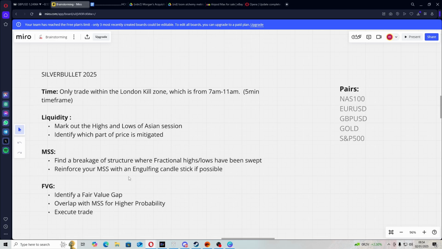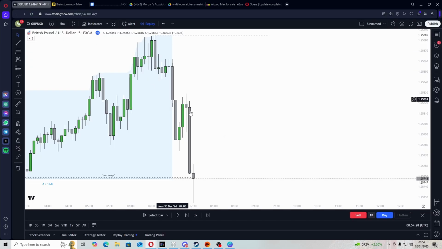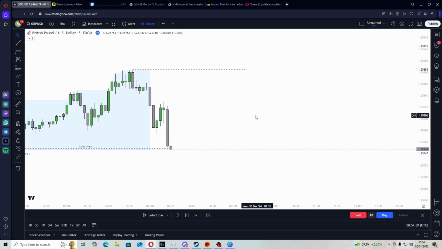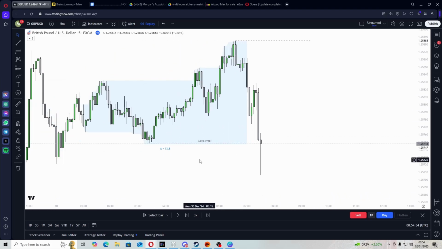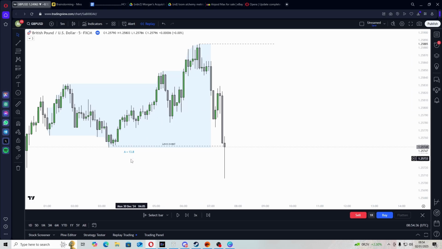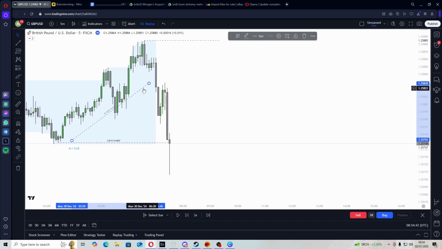Okay, we need to reinforce the market structure shift with an engulfing candlestick if possible. Okay, I'm going to show you exactly what that means just now. So what we need to find now is a market structure shift towards the upside, because we can see price already wants to go towards the upside. You can see this slight uptrend right here. Let me just mark it out. You can see the slight uptrend right here, and we need to now find a market structure shift towards upside.